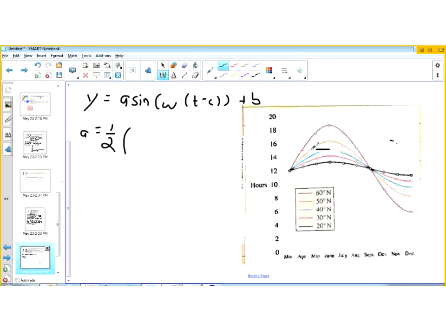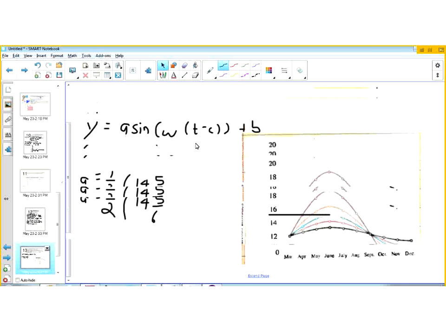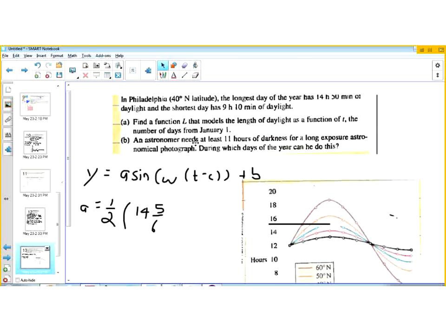And the maximal value is 14, right here. So say 14, and the book estimated 5/6. And that's what the problem says, right? The problem stated the maximal number of daylight hours. Let's check. 14 hours and 50 minutes. So 50 minutes is 5/6 of an hour.